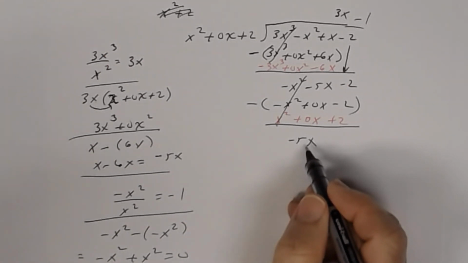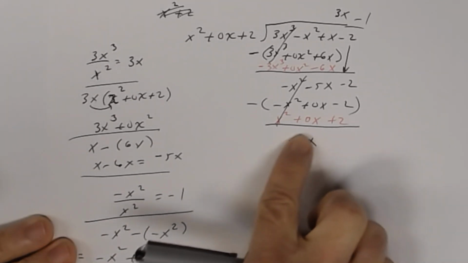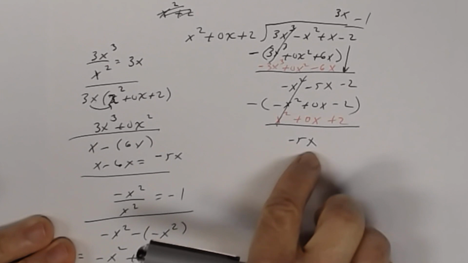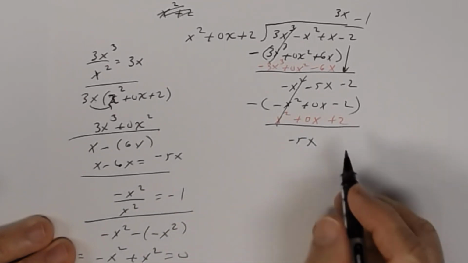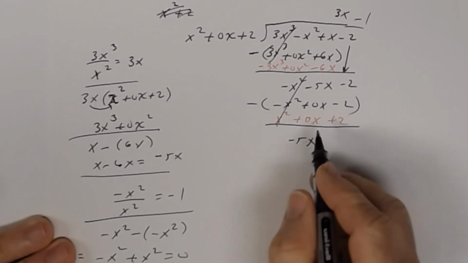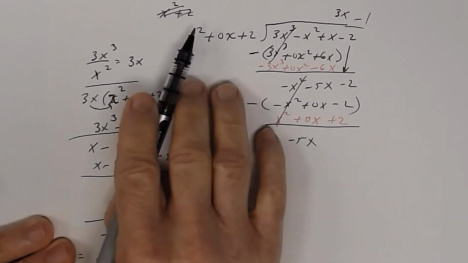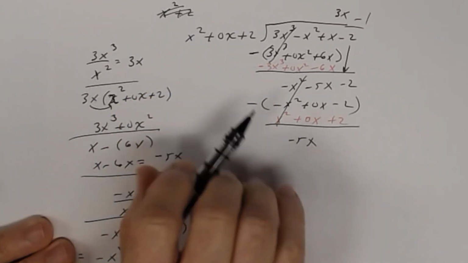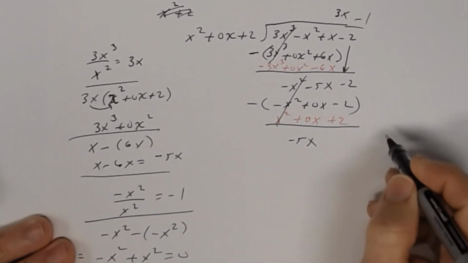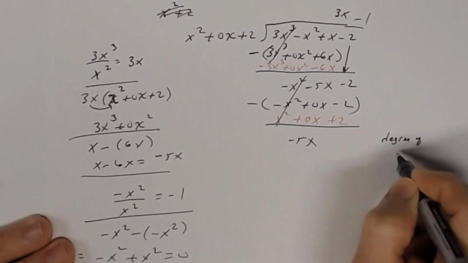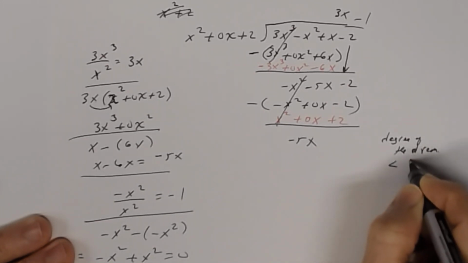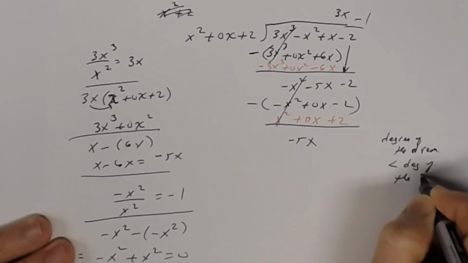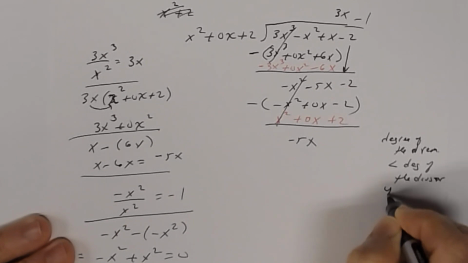Now, just want to remind you about some things that we've talked about in previous lessons. Look at this expression right here, this polynomial. What is the degree of this polynomial? The degree is 1. That's your exponent, 1 right here, x to the first. What is the degree of your divisor? Well, the degree of the divisor is 2, the largest exponent. So since the degree of the remainder is less than the degree of the divisor, you are done.